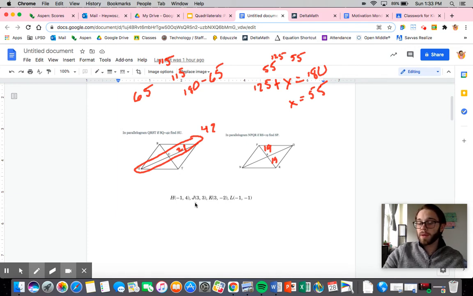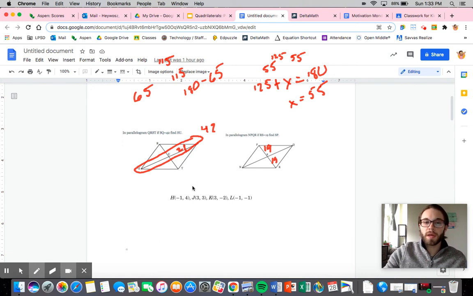So here I have the coordinates of a parallelogram. So these are the different vertices. Our goal here is to find the midpoint of the diagonals, or the point of intersection, let me rephrase that. You're trying to find the point of intersection of the diagonals, which we know, based on the fact that diagonals bisect each other, will be the midpoint, okay?